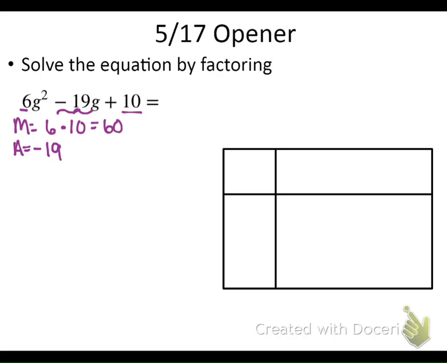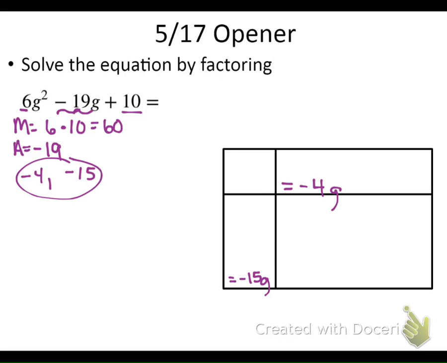So you find 60 on your factor sheet and you determine which of those can you add together to get negative 19 when both of your factors are negative. It's going to be 4 and 15. These two numbers then become the area for your top right and bottom left rectangle on your area model. The variable g goes with each one.